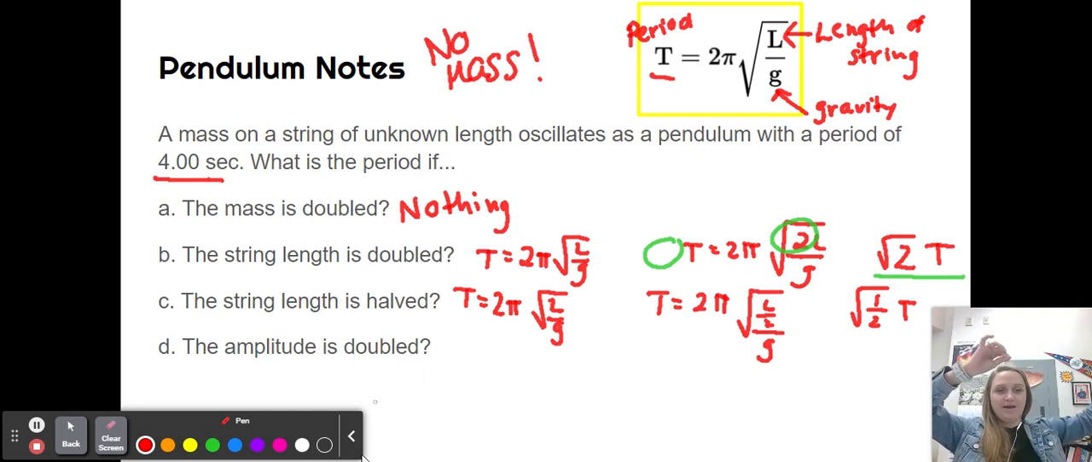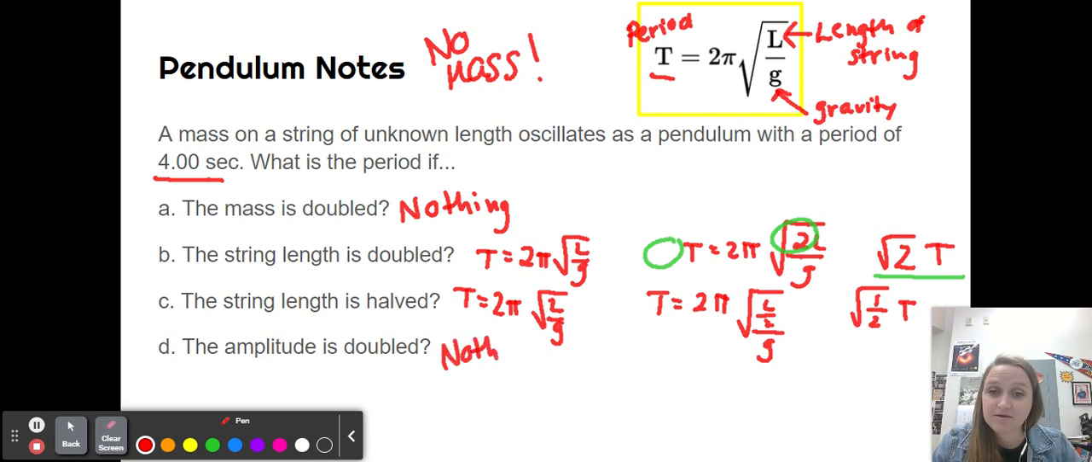Amplitude is how high up I bring it. So if I were to bring it up to here versus up to here. Now you might be like, Ms. Schulte, of course it's going to take longer. But actually the answer here is nothing happens. Because if I bring it up higher, it's going to have more gravitational energy going into it, which just means it's going to be moving faster at the bottom. So if I double my amplitude, nothing actually happens to the period. It moves faster, but it also has a longer distance to cover. Since it has to move faster with a longer distance to cover, they kind of balance themselves out.